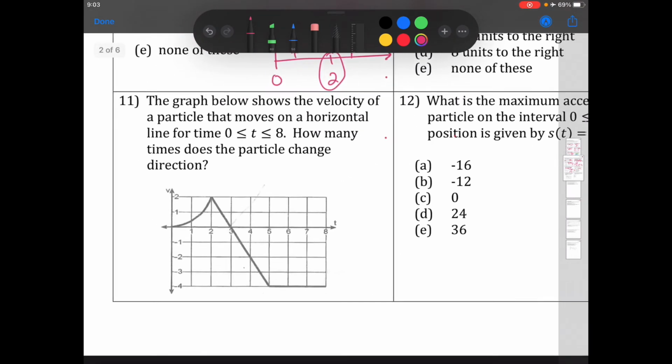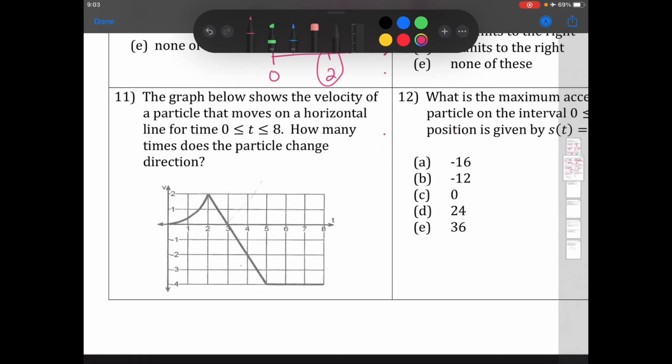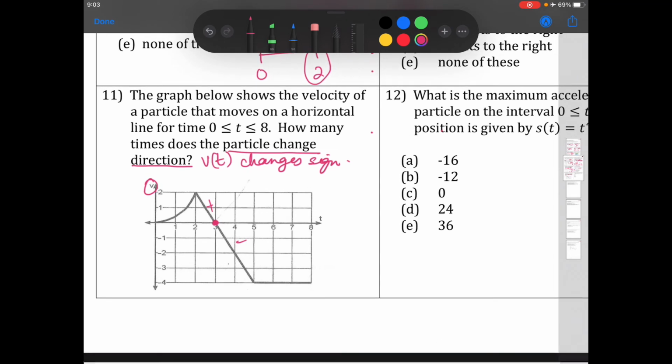Number 11, the graph below shows the velocity of a particle that moves on a horizontal line for times t between 0 and 8. This is a velocity graph. How many times does the particle change direction? Again, a particle changes direction when velocity changes sign, right? When v of t changes sign. So where is v of t changing sign? It is changing sign at just one point, going from positive to negative. So it is just 1. How many times? Once.